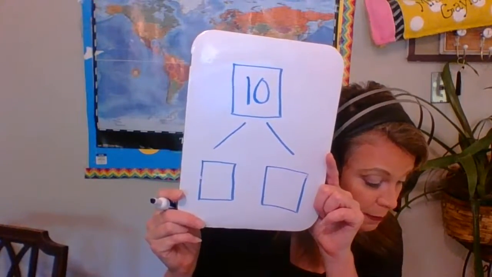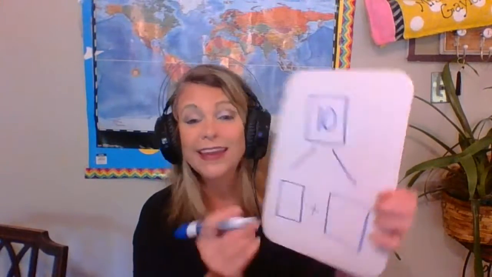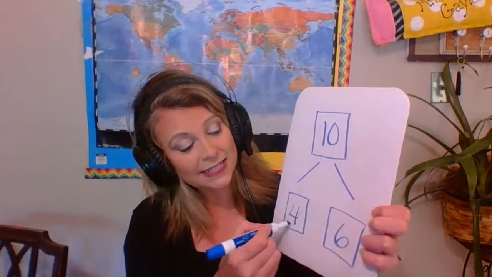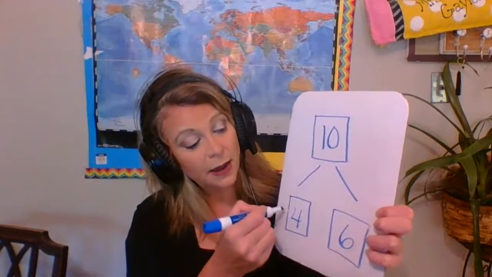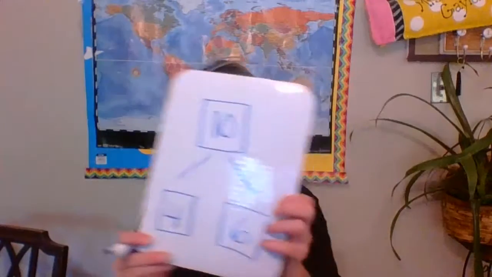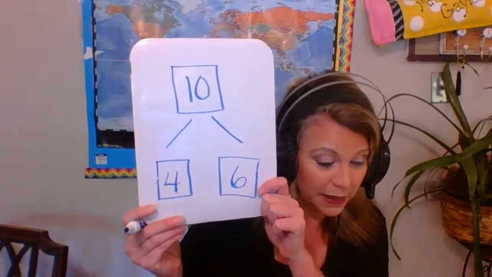Okay, do you remember how we can write the other facts in this fact family? Okay, we can say what plus what is 10. If I'm using 4 and 6, I could put 4 here, 6 here. Okay, so 10 minus 6 is 4. 10 minus 4 is 6. 6 plus 4 is 10. And 4 plus 6 is 10. Okay, so those are several ways you can use the fact family.